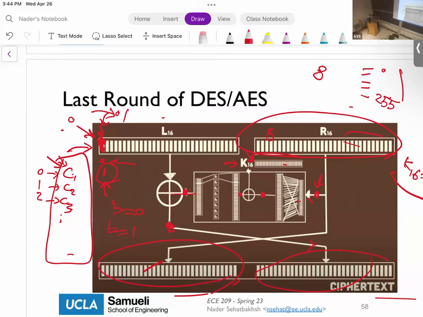And the only requirement is that the search space for this key is manageable. For example, it's 8 bits or 16 bits. So I can actually do it in a manageable way. Does that make sense?